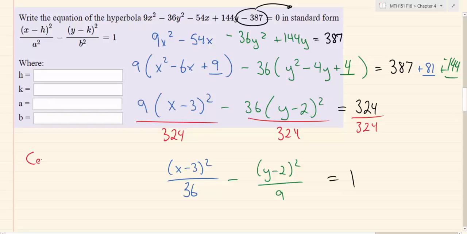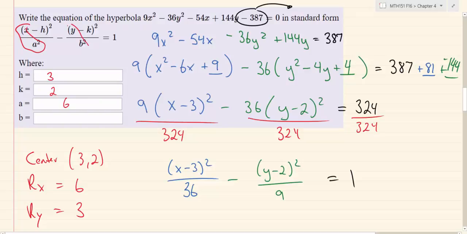Where's the center? So the center is at 3, 2. What is r sub x? 6. And what is r sub y? 3. So let's see. H is 3, k is 2. A is associated with the x stuff, so that's r sub x, so that's a 6. And B is associated with the y stuff, so that's a 3. Does this hyperbola open up, down, or does it open left, right? It opens left, right. And how do you know? Because the x is the first term. If y's were the first term, then it would open up, down.